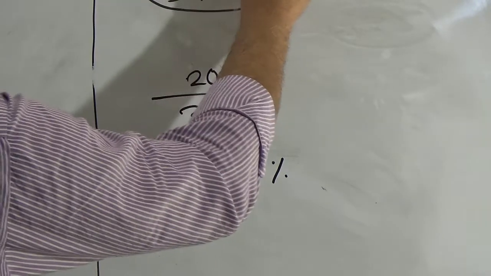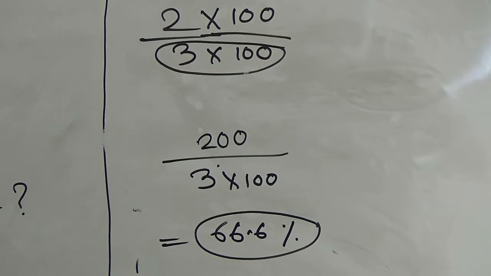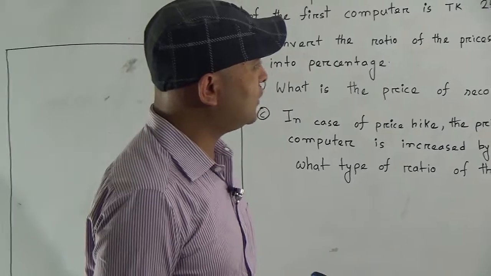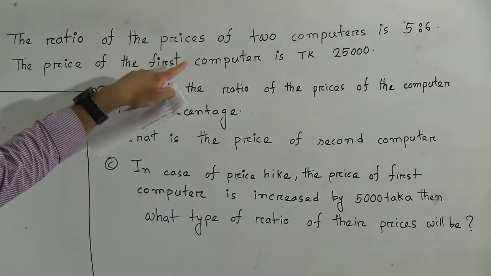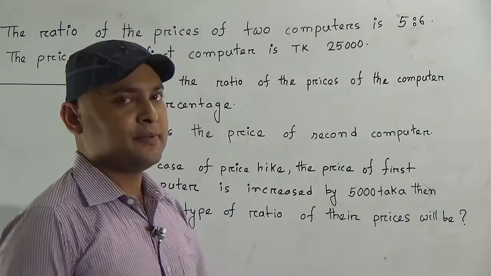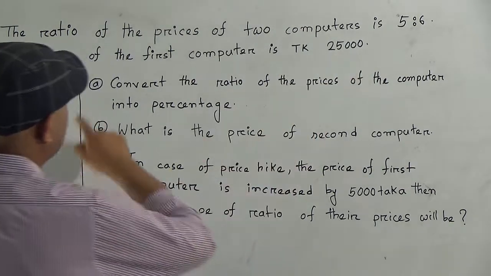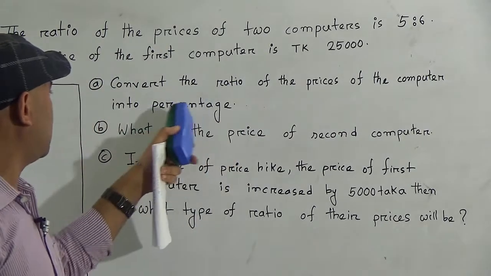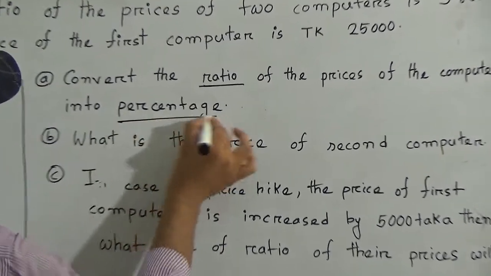So from a ratio we can make a percentage. Now we will solve a CQ problem to know the ratio and percents in detail. The ratio of the prices of two computers is 5:6. The price of the first computer is 25,000. Number one is to convert the ratio of the prices of the computers into a percentage. So we have to make the ratio into a percentage.